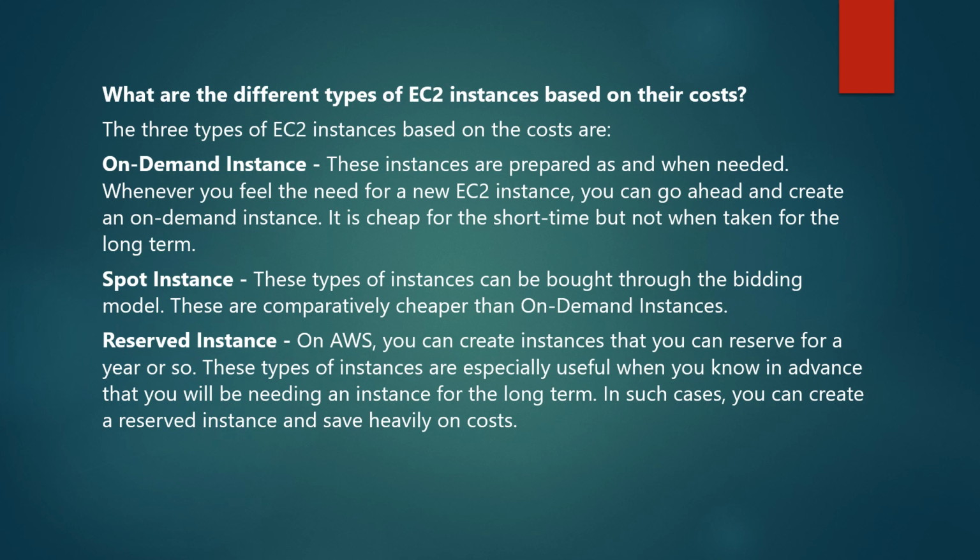Spot instance. These types of instances can be bought through the bidding model. These are comparatively cheaper than on-demand instances.